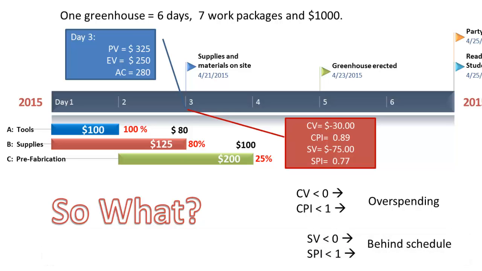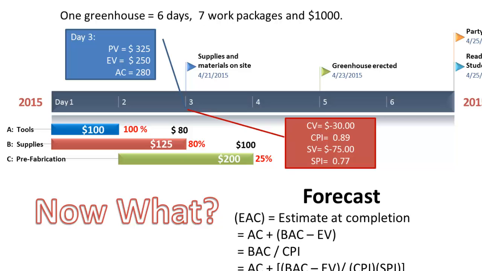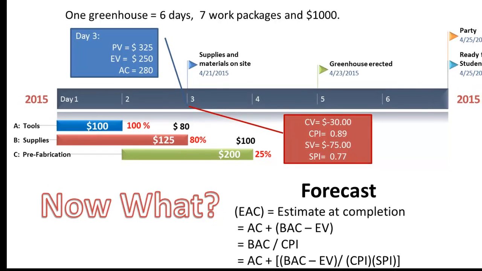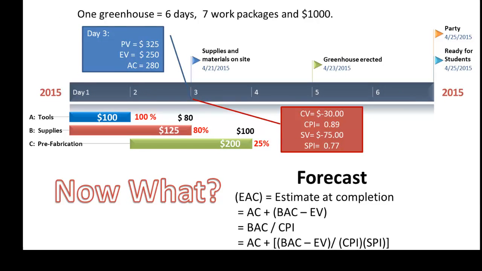So, looking at your numbers, your cost variance and your cost performance index will reflect that you are overspending, and your schedule variance and your schedule performance index would reflect that you are behind schedule. Now what? It's time to forecast. What will the graph look like at the end of the week?